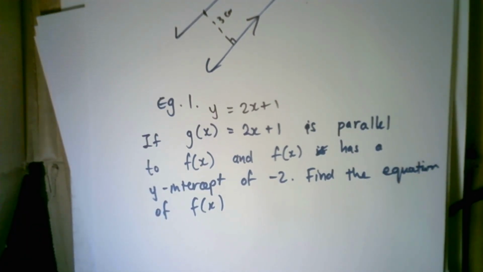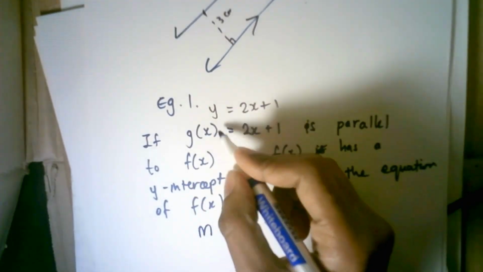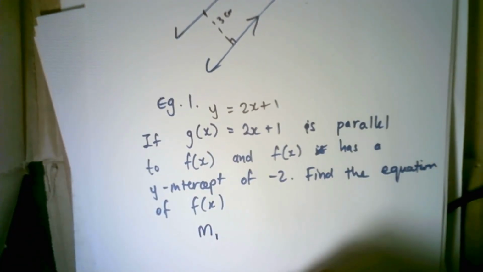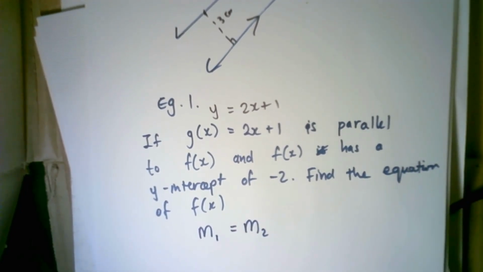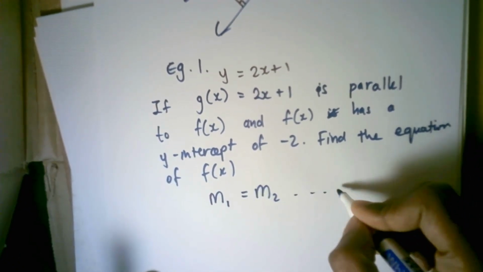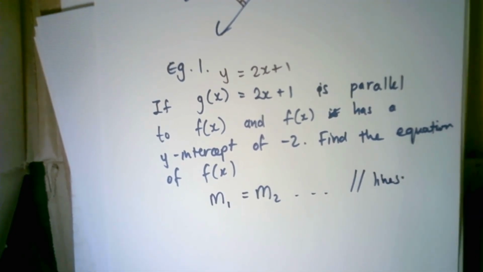So what we learned in class is that parallel lines have the same gradient. They have the same slope. So basically the gradient of g of x, let's call it m1, is equal to the gradient of f of x, let's call it m2. And the reason for that is because they are parallel lines. They're both linear graphs and they're both parallel to each other.